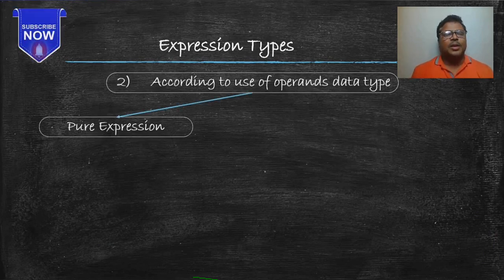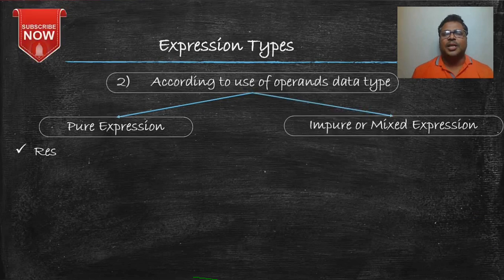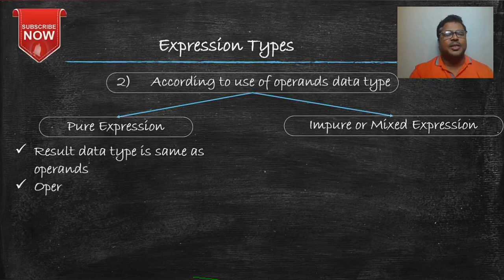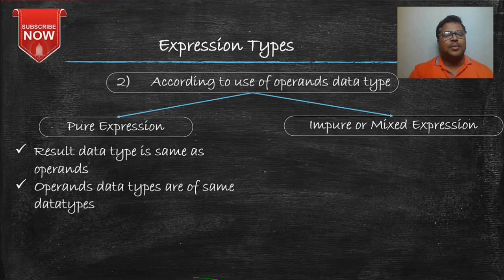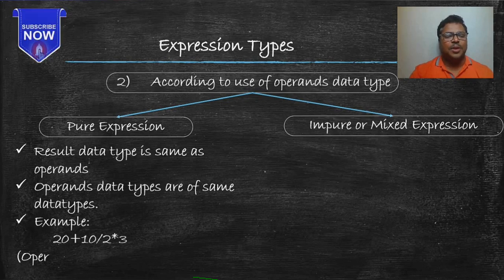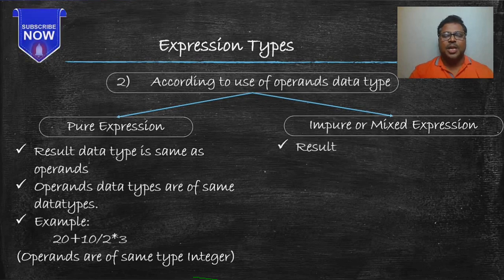First is the pure expression, second is the impure expression. In a pure expression, the result's data type is the same as the operands' data type, and the operands are all of the same data type. That means all the operands will have the same data type. You see here 20, 10, 2, 3, all operands have the same data type, integer.